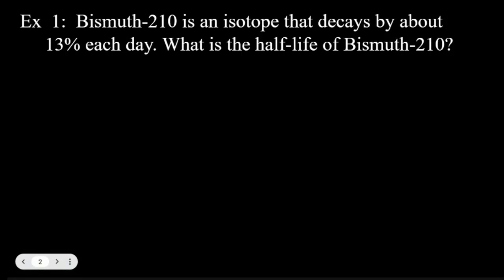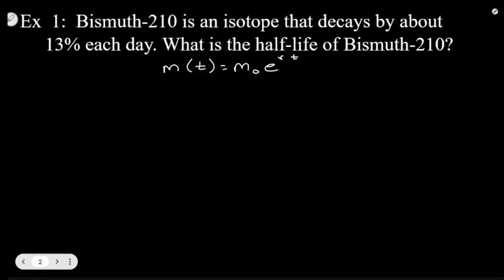So here's our first example. Bismuth-210 is an isotope that decays by about 13% each day. What is the half-life of bismuth-210? So things that decay, you can think of them as decaying continuously. So we can kind of use the PERT formula. Does that make sense? I guess they didn't call it PERT here. I can't even remember what they called it, but anyway, I'm going to give you a version of it. So we'll just say m of t equals m sub 0 times e to the rt power.